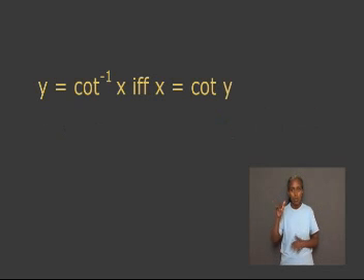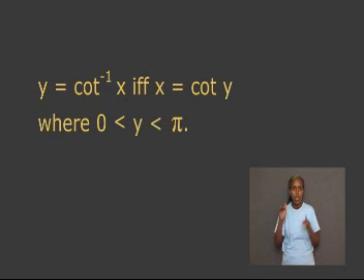Y equals arc cotangent of x if and only if x equals the cotangent of y, where y is greater than 0 and less than pi. X is any real number.